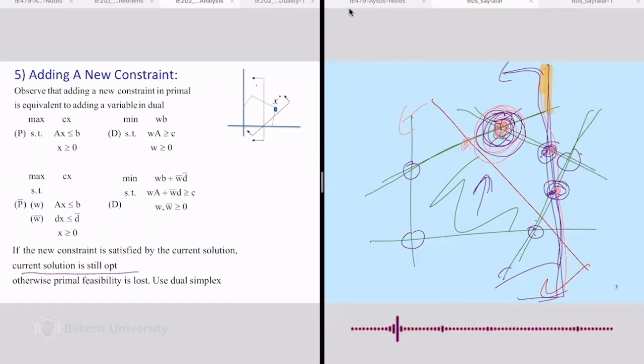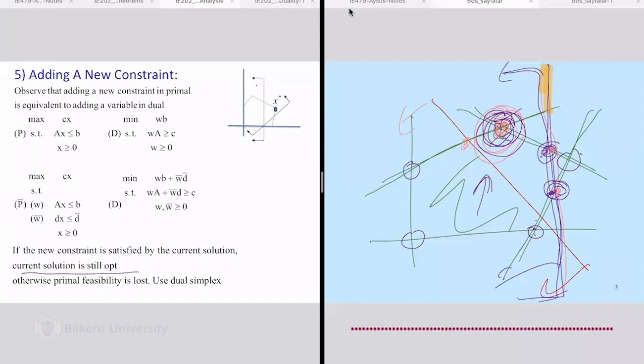Then, let's go back to sensitivity analysis. Now I'm adding a new constraint. I may lose feasibility. If I don't lose feasibility, yeah, it can be unique when it was alternate.